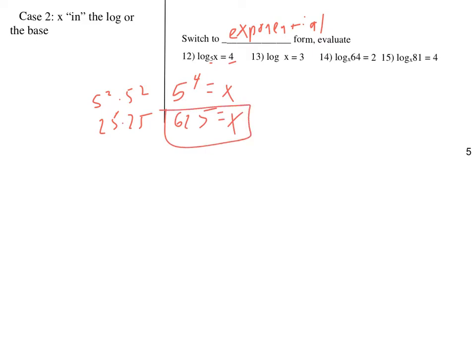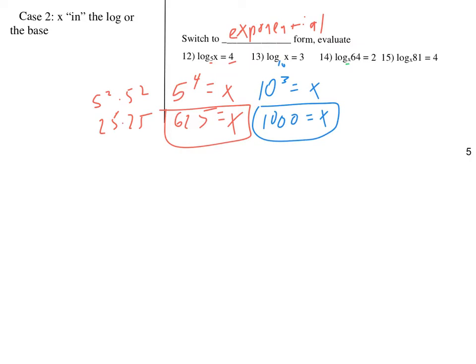All right, next up here, number 13. Now this one, we've got to remember that when there's no base written, it is always an invisible base 10 if it's a log. As in ln, if there's no base written, which there never will be, it'll always be e. But for a log, it's base 10. So then I will write it as 10 to the power of 3 equals x. And so 10 to whatever power is just a 1 with that many zeros, so I know that that one's 1,000.